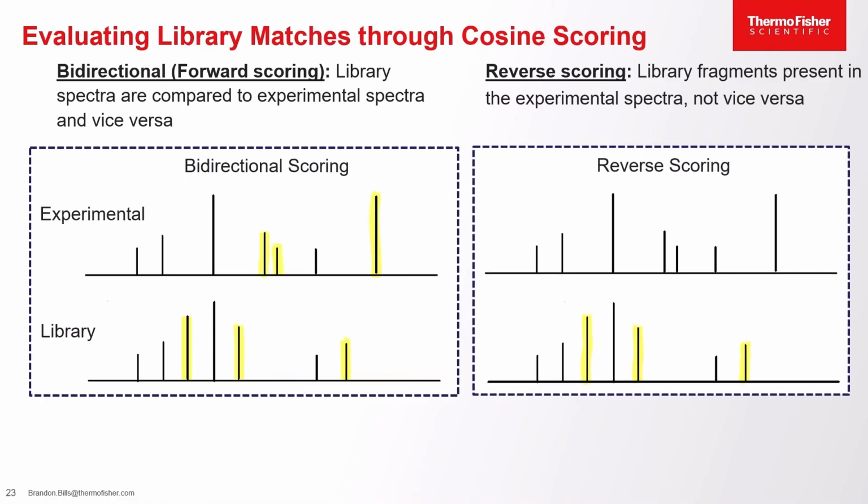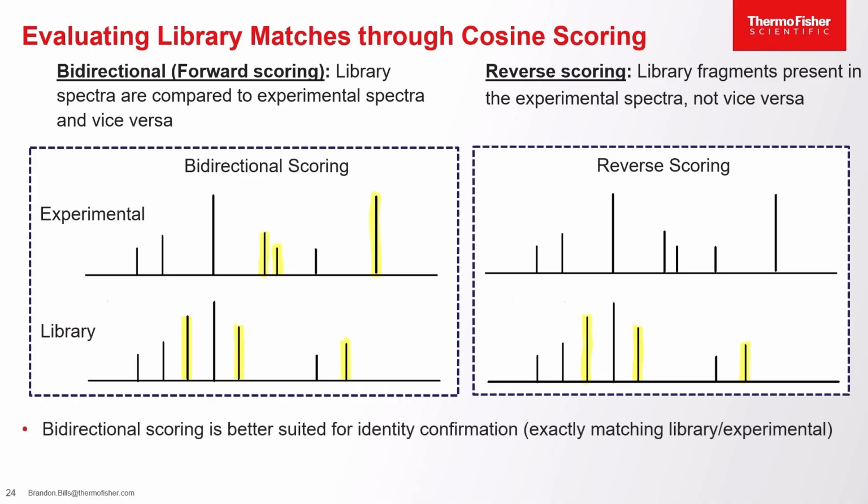Now, bidirectional scoring is going to be better suited if you want to do an identity confirmation. You want to know, is the experimental an exact match to the library? And you want only the best matches to get a good score.